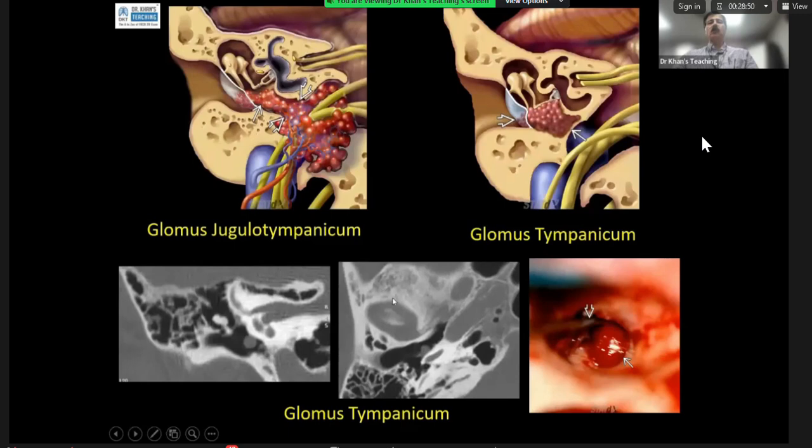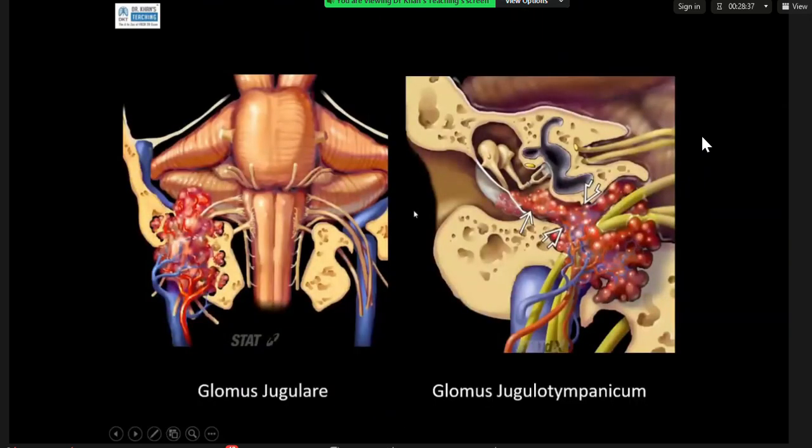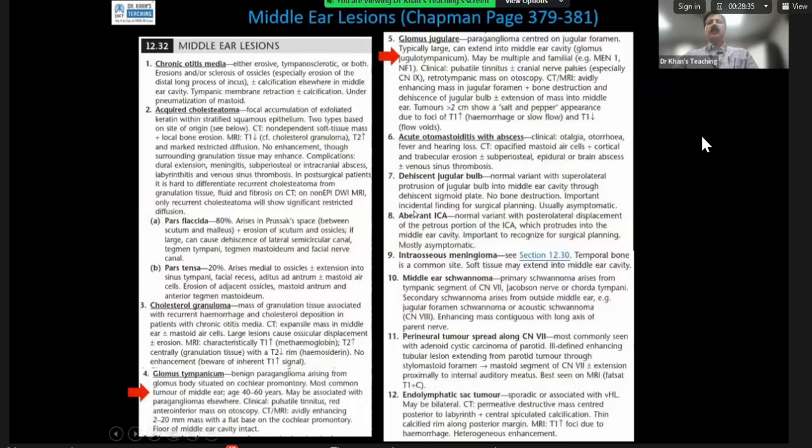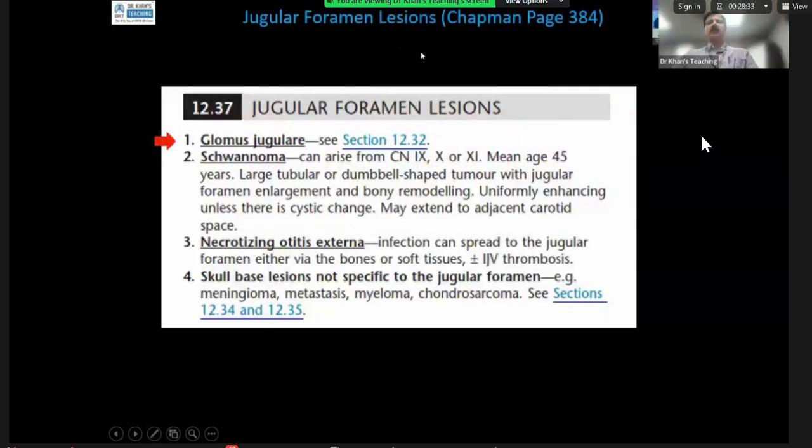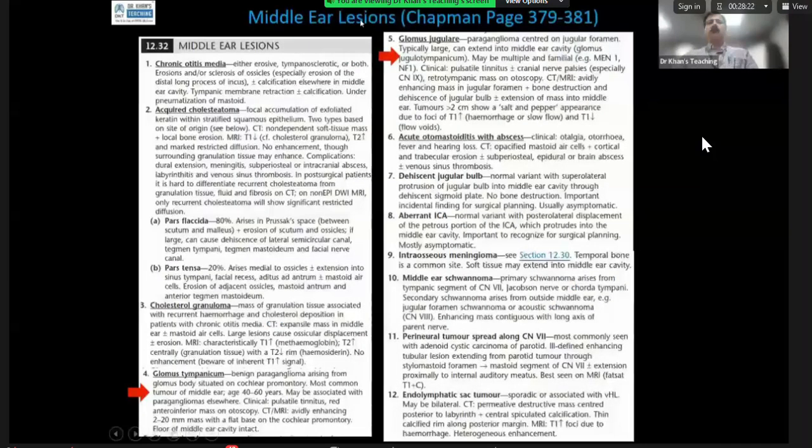These are very vascular tumors, so they will enhance like anything. Another thing is they will cause permeative bony destruction. So the classical scenario on a CT scan, this is another differential diagnosis: a jugular foramen lesion, glomus jugulare, and it is in the middle ear cavity, and this one is again glomus jugulare.